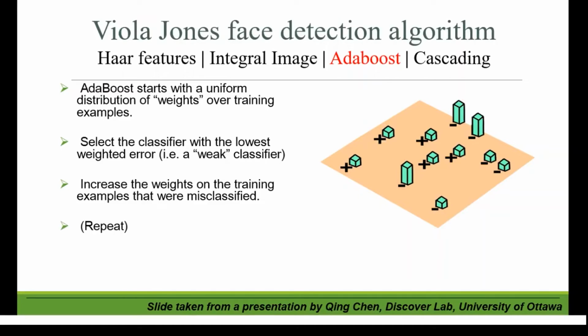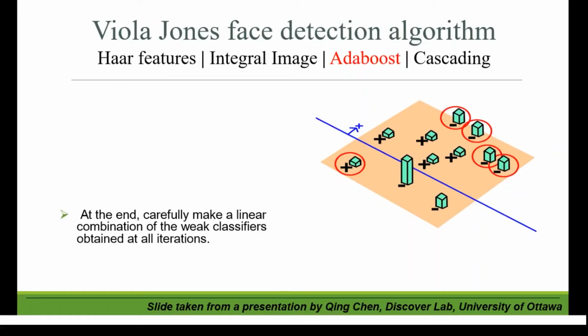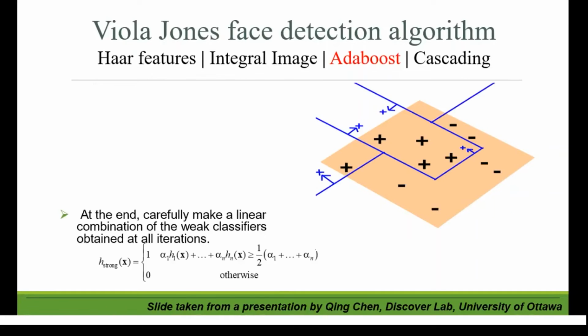So we have increased the weights, and the next classifier removes these two errors. But as you can see, the others became wrong. So this process will keep on repeating, and in the end we'll have a carefully made linear combination of all the weak classifiers. As you can see, if it's in this area, then it's positive, otherwise it's negative. This is how AdaBoost works.